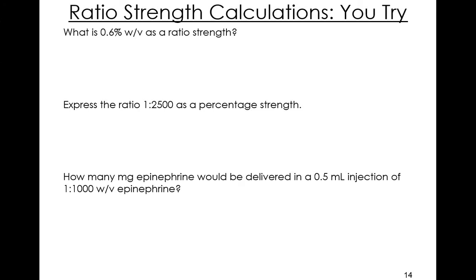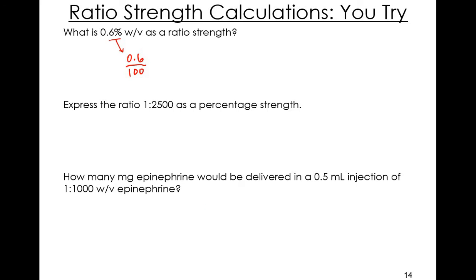Okay, the first problem asks us to convert 0.6% into a ratio strength. We can take the percentage and convert it into a fraction by taking the number and putting it over 100. That's the definition of a percent, the amount per 100. And so we get 0.6 over 100.